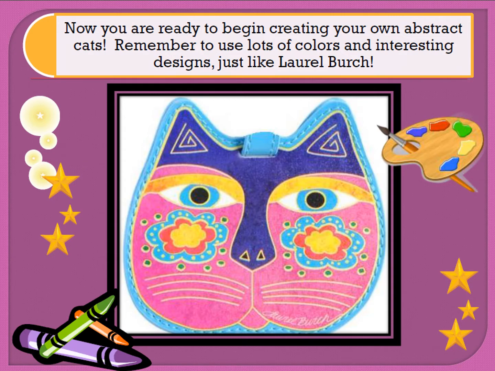Now we're going to create our own abstract drawing of a cat. We're going to use lots of very bright colors and patterns and designs, just like Laurel Burch. So for this project, you're going to need a white piece of paper, crayons, or colored pencils, or markers, and I recommend having a Sharpie or a regular black marker with you in case you want to outline anything. We're going to be drawing nice and large, so make sure you bring your eraser too.